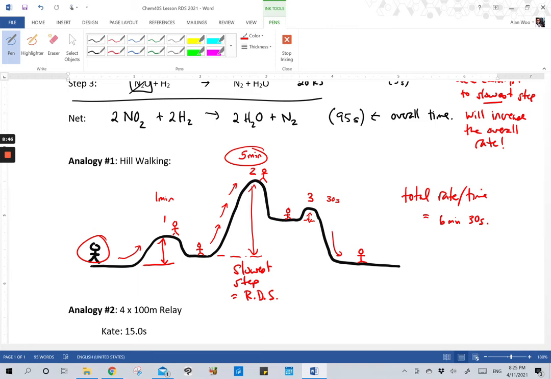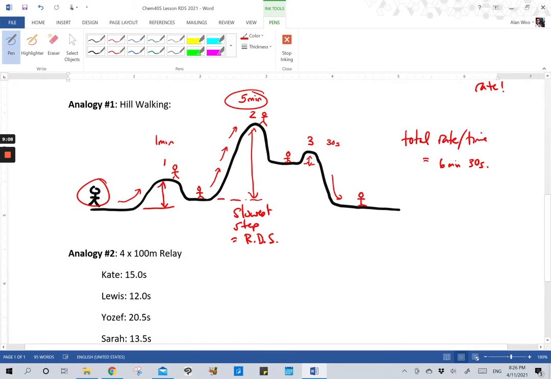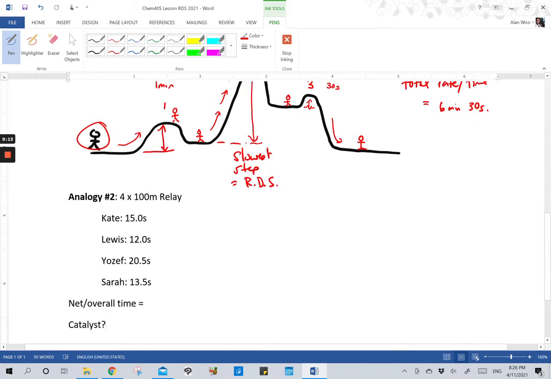Now, I like the hill idea because it mimics what happens to molecules when they have to have a certain amount of energy in order to form intermediates. And if we haven't gone to that already, we'll get to that in a future lesson. But I want to offer you a second analogy. For this second analogy, instead of walking up a hill, let's say you are involved in a 4x100 relay.